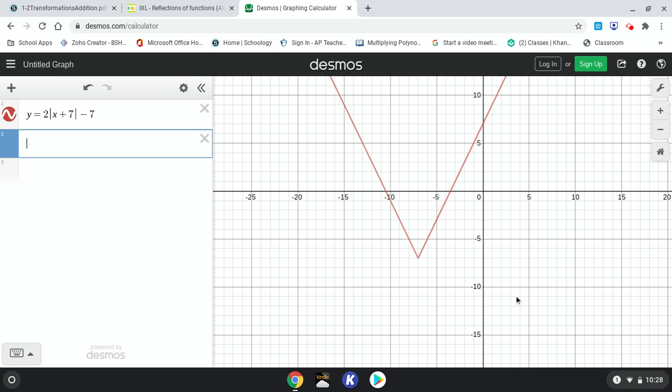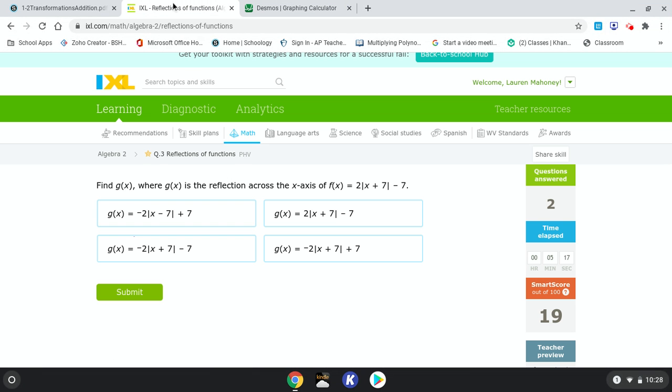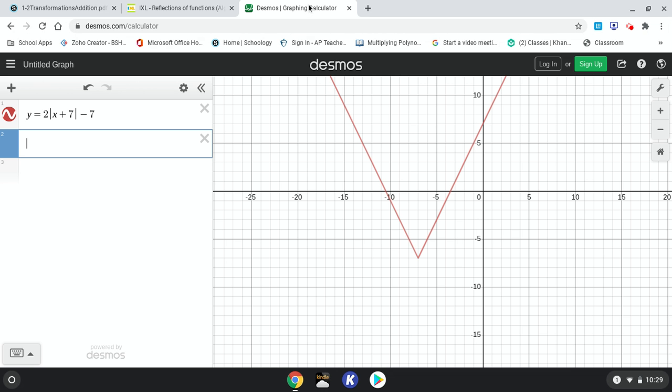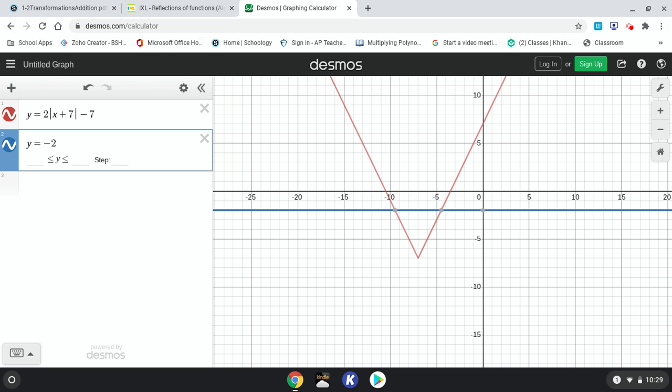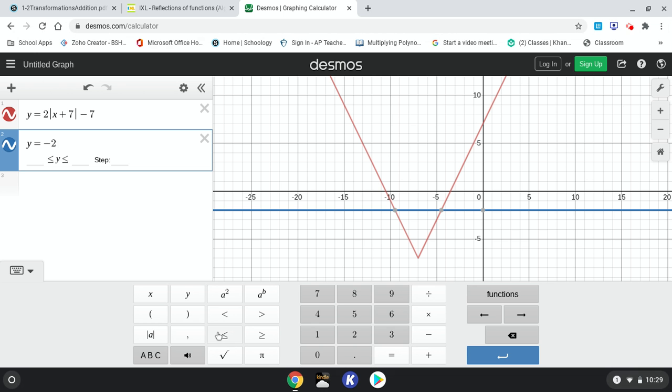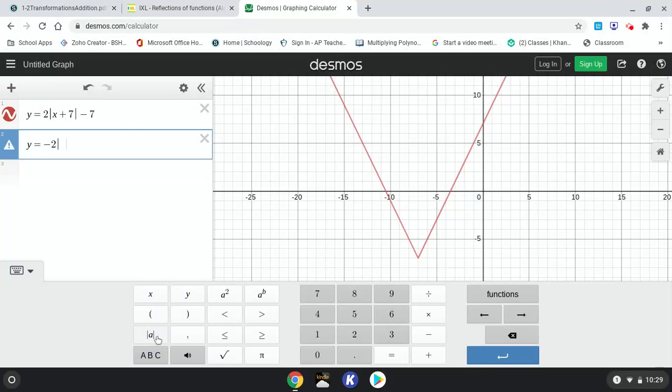So this question says, g of x is a reflection across the x-axis. So I want to reflect this across the x-axis. So I'm trying to find the appropriate answer where I'm going to be flipped. Instead of opening this way, it's going to be going this way whenever I go through that. And we can type in the next one.